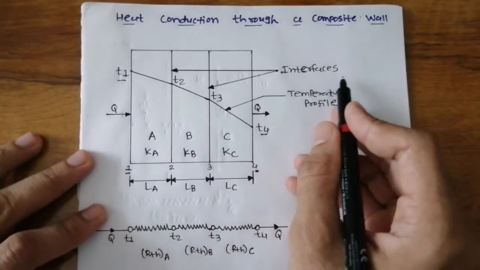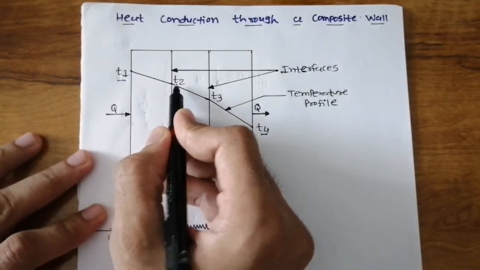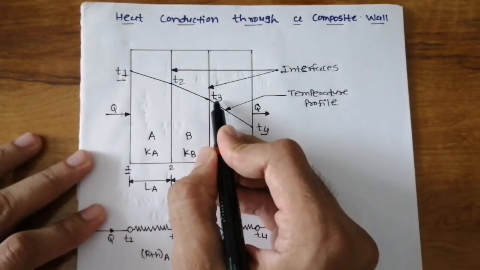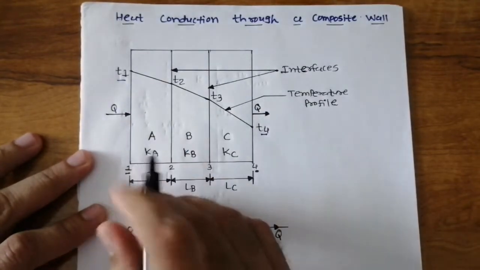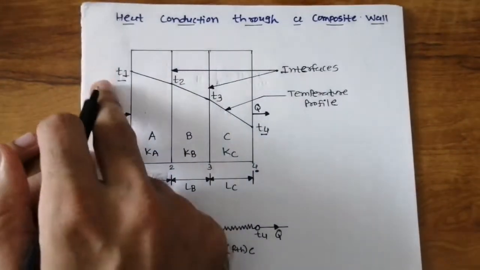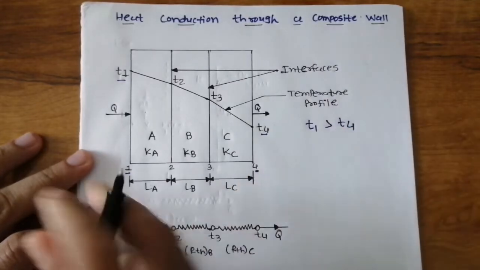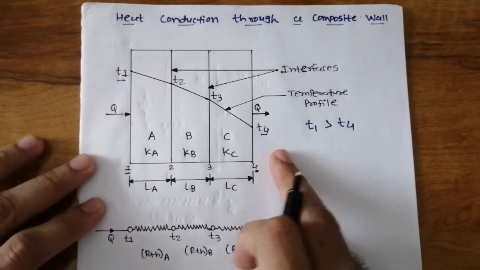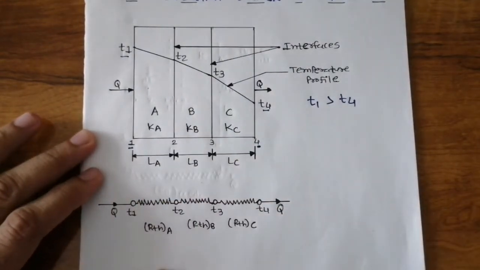T2 and T3 are interface temperatures. T2 is the interface temperature between layer A and layer B, and T3 is the interface temperature between layer B and layer C. That is your temperature profile. We can say that T1 is greater than T4 because heat is transferred from the left side to the right side.